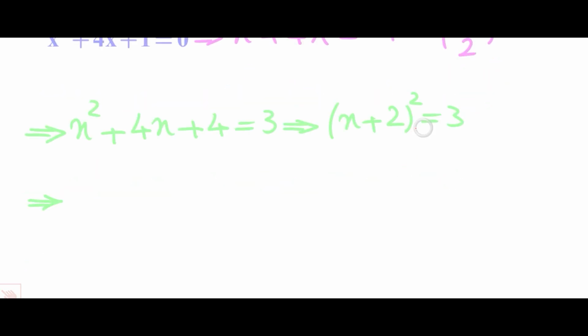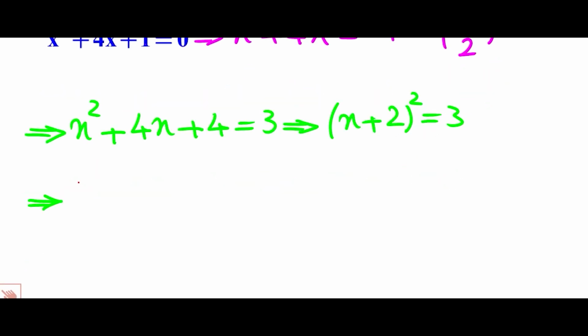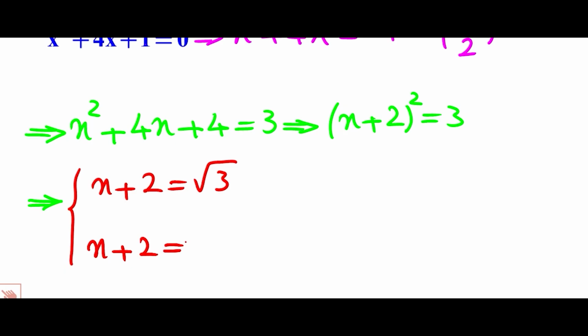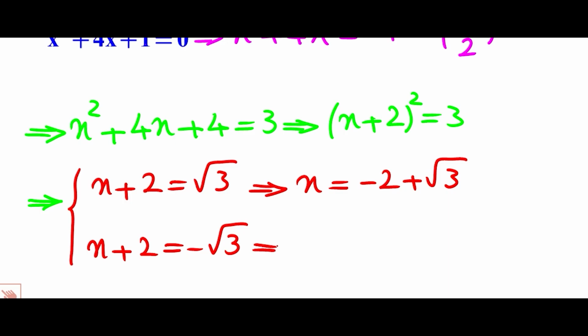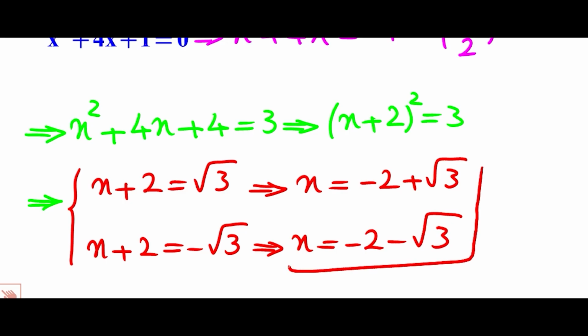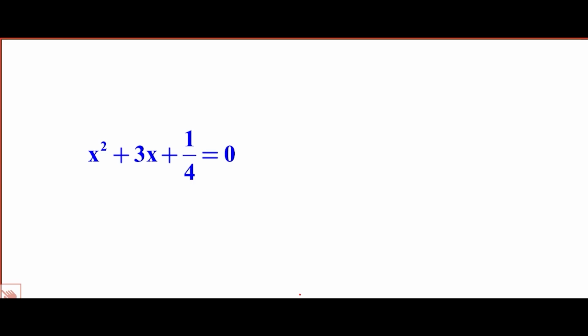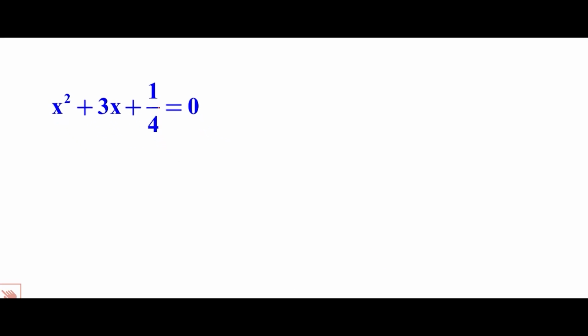Now take the square root of both sides. We have x plus 2 equals the square root of 3, or x plus 2 equals negative the square root of 3. So the final answer is x equals negative 2 plus the square root of 3, or x equals negative 2 minus the square root of 3. Right? Or x squared plus 3x plus 1 over 4 equals 0.